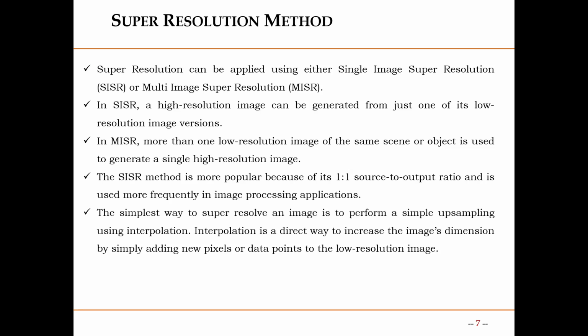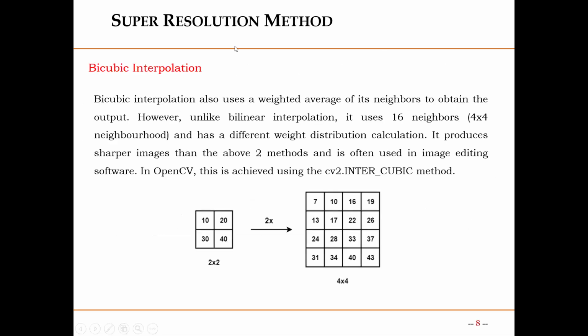And the second one is what? MISR, that is multiple image super resolution. Here again we have to reconstruct the high resolution image, but from more than one low resolution image of the same object. For that purpose, we have to use the concept of interpolation. Interpolation is a direct way to increase the image dimension by simply adding the number of pixels or data points in low resolution images. So this is the diagram: 2 by 2, and here we will convert it into 4 by 4 by using the interpolation method.